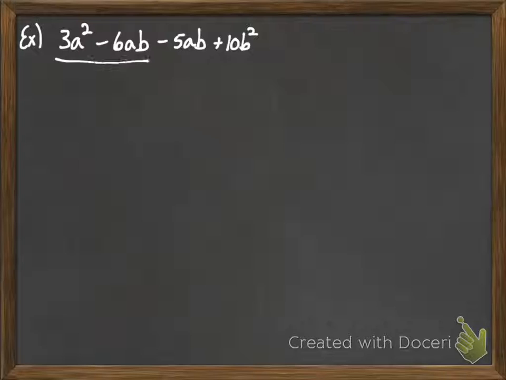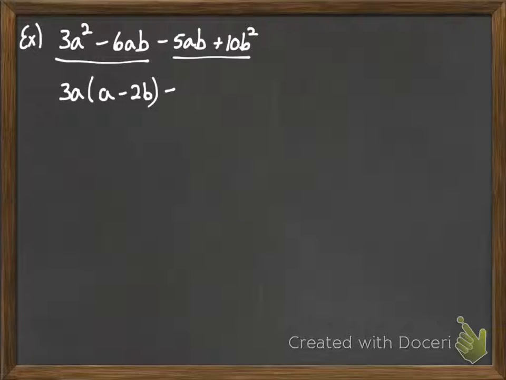So we begin by grouping. We have a 3a squared and a 6ab, so we can take a 3 out of both, and we can take an a out of both. B doesn't occur in both, so we can't pull it out. When we take that 3a out, we're left with an a minus 2b.